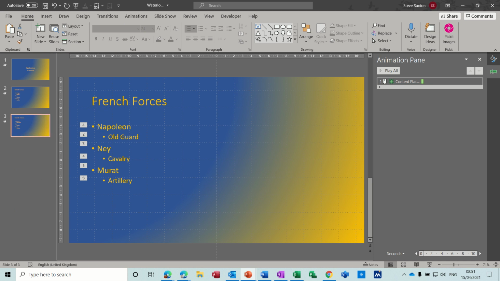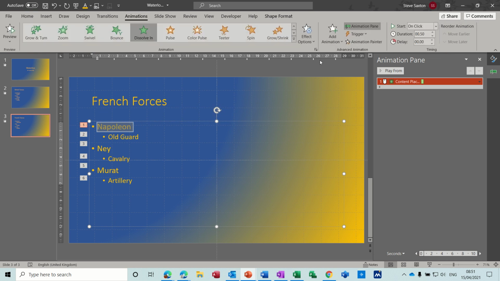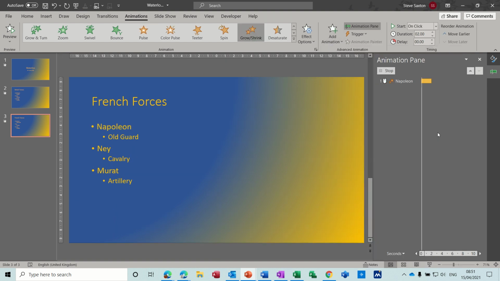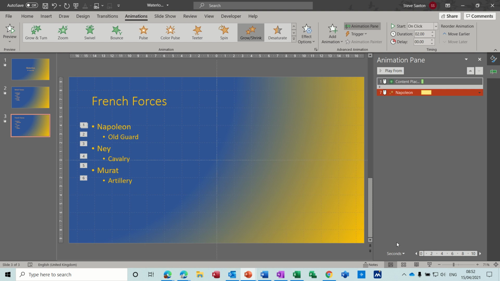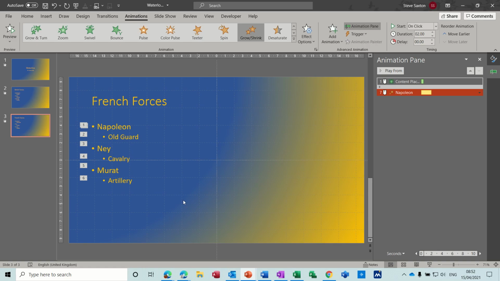Now what we can also do, if I want this to get larger, go back to animations and add animation. I'll do grow and shrink. So let it grow and shrink. So what happens when I put that into full screen? Press enter, it grows. It didn't actually do anything. So there was not enough delay between the two.